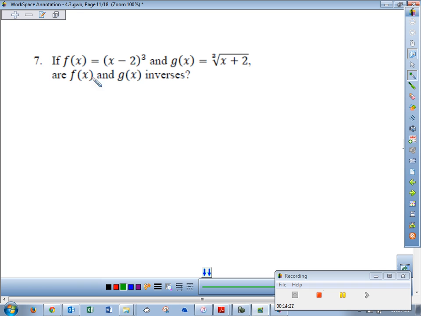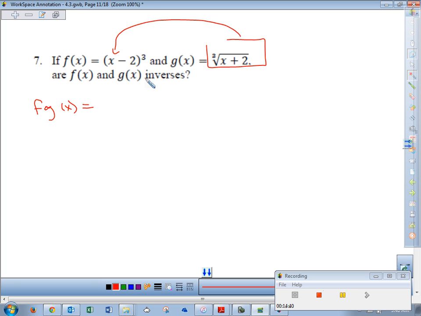Next one. Are they inverses? f of g of x. Take g, put it in for x. Interesting. Check your substitution with mine. The green thing is the g function. I put it in for x.